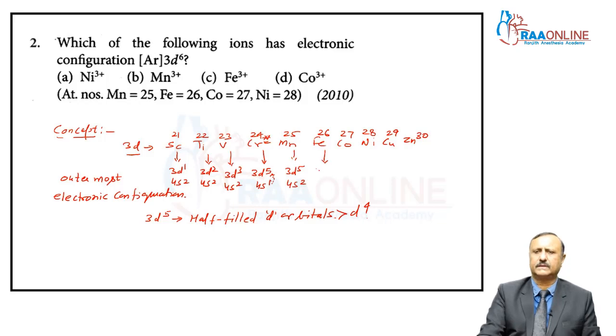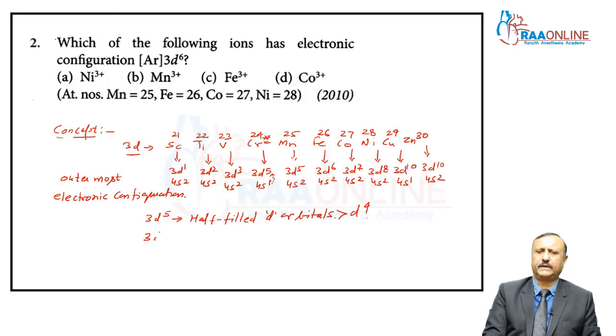Here in iron you can see 3d6 4s2, in cobalt 3d7 and 4s2, and nickel is 3d8 and 4s2. Then copper is 3d9 and 4s2, but in copper, my dear students, when an s electron goes to the d orbital, you get 3d10 4s1. And now zinc gets 3d10 and 4s2.